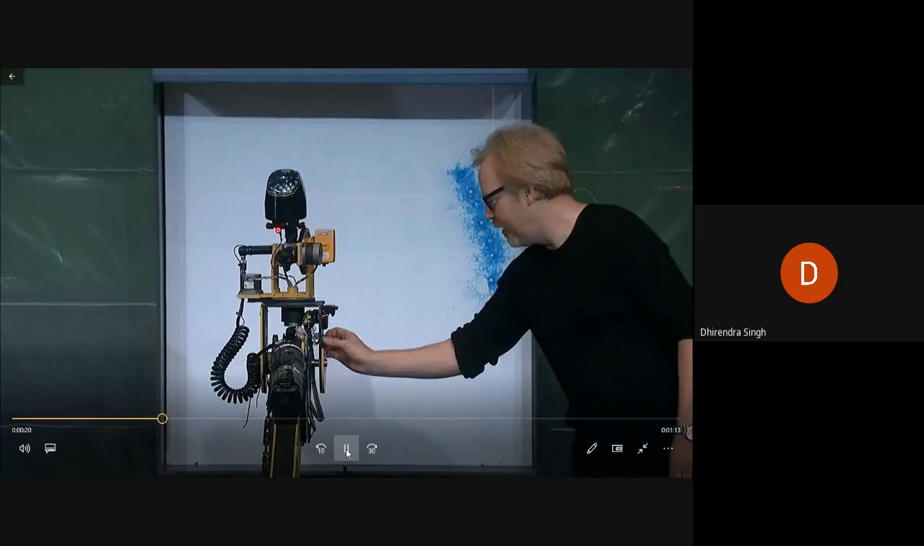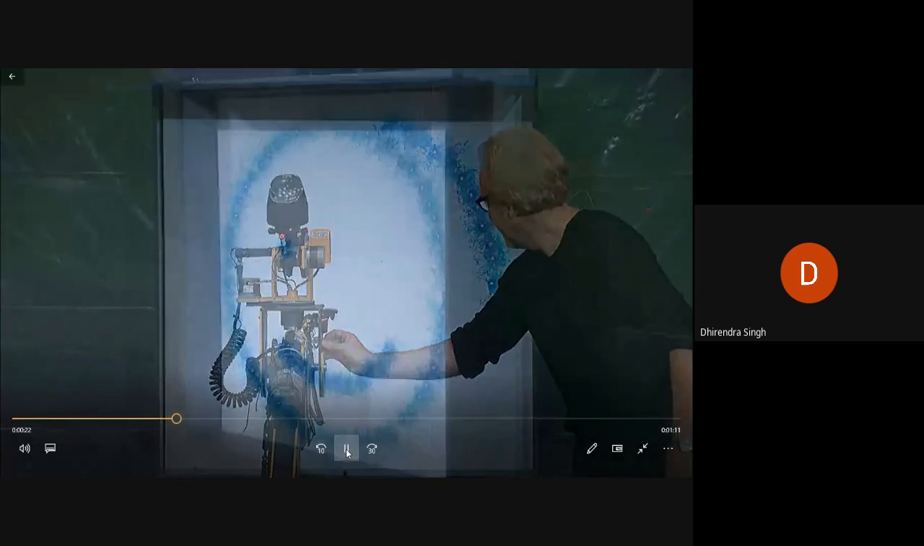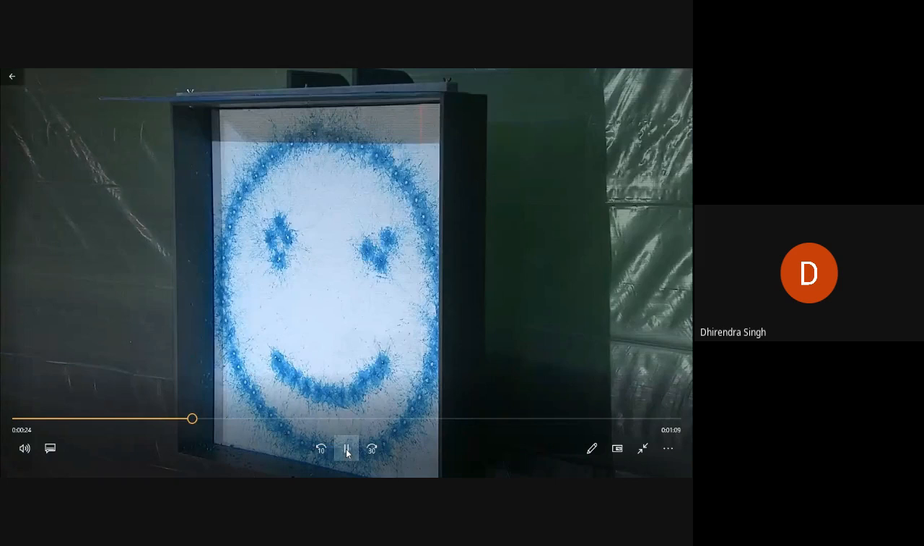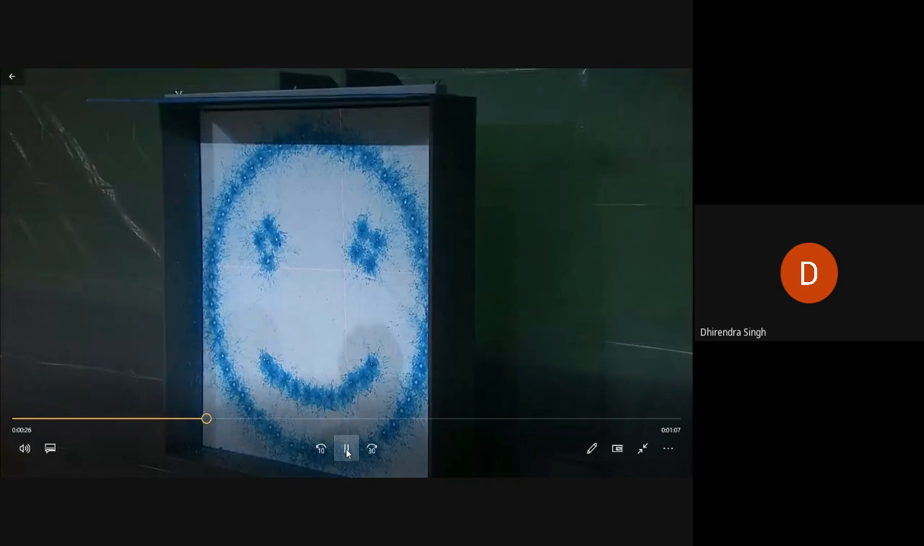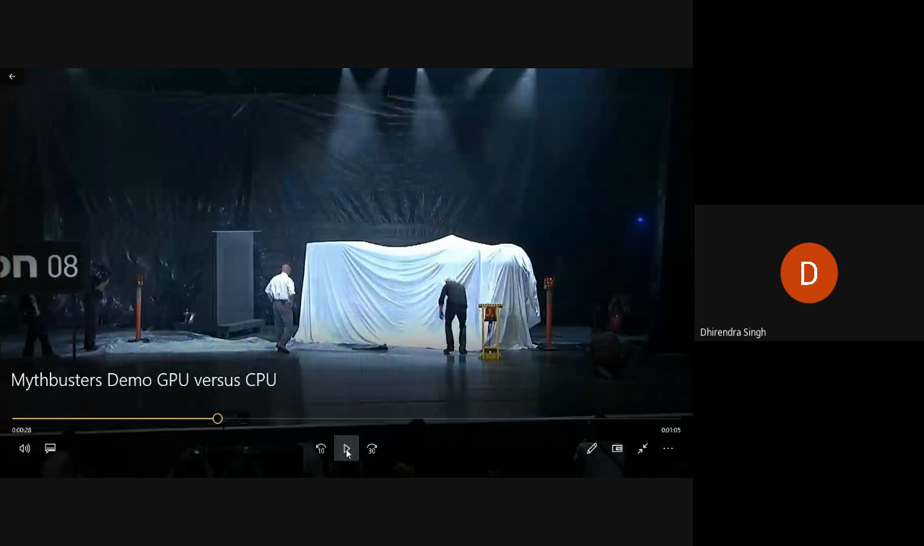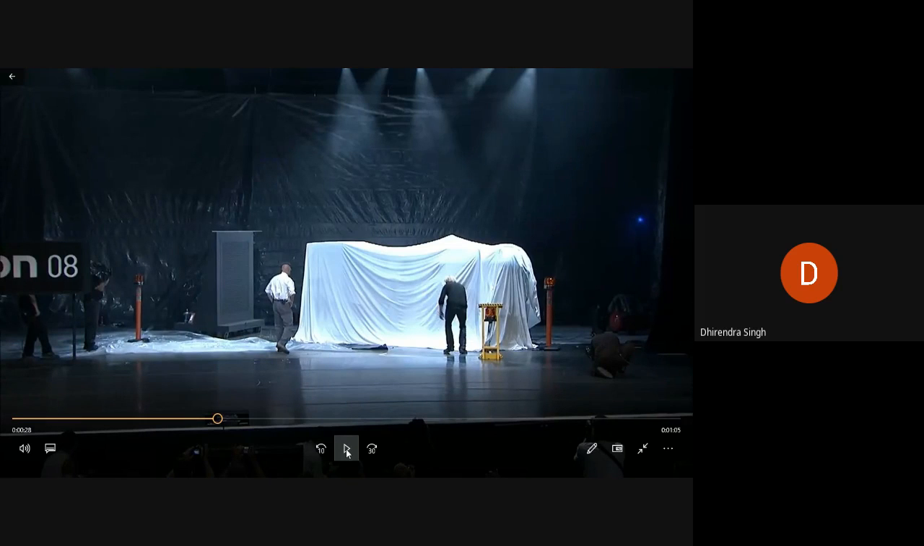Let me speed it up. So they have demonstrated this, the first one, if you are using the CPU to draw that image, how the CPU is going to work. And in place of that, if you assign that work to the GPU, how the GPU is going to work.